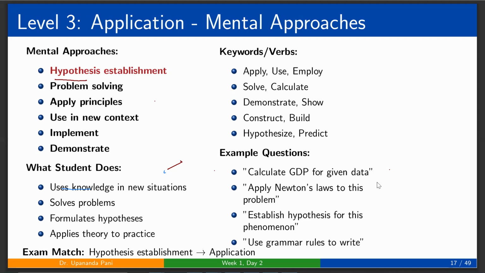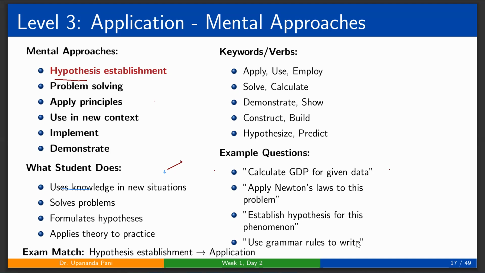Okay, so if levels 1 and 2 are not done properly, level 3 will also be very difficult for a student. So the keywords for level 3 are apply, use, employ, solve, calculate, demonstrate, show, construct, build, hypothesize, predict. Some example questions are: calculate GDP for given data, apply Newton's law to this problem, establish a hypothesis for this phenomenon, use grammar rules to write. So this is basically level 3, application.